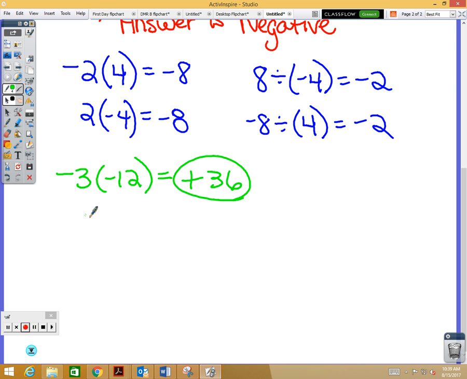What about 56 over a negative 8? Is it going to be a positive or negative? Negative, because the signs are different. A negative what? 7. Very good. 56 divided by 8 is 7.